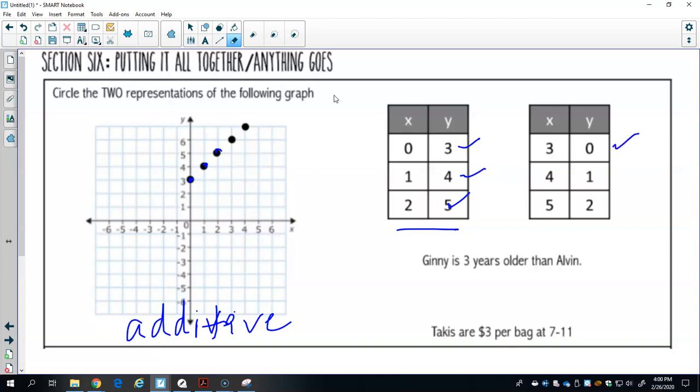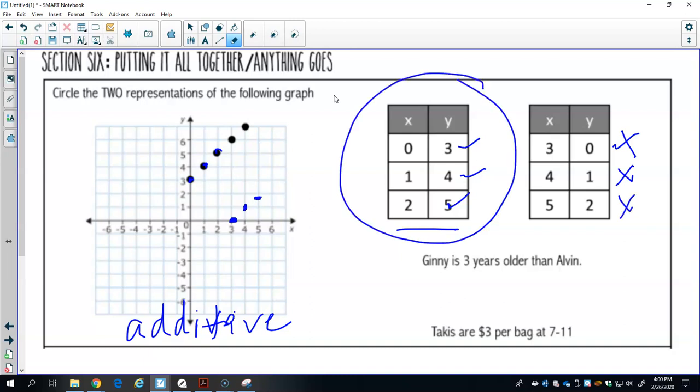3, 0. So if I take 3 on the x and 0 on the y, it doesn't work. 4 on the x, 1 on the y, it doesn't work. And then 5 on the x, 2 on the y, it doesn't work. So I know that this is the correct table.